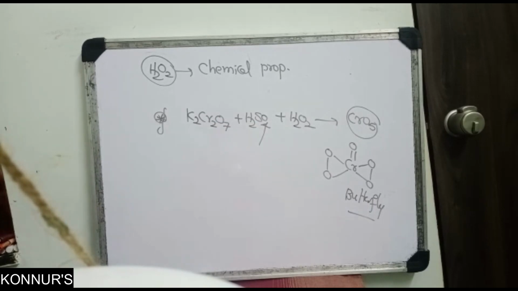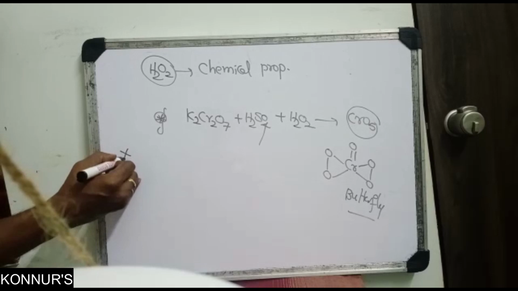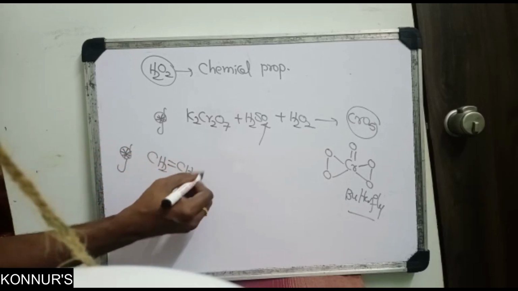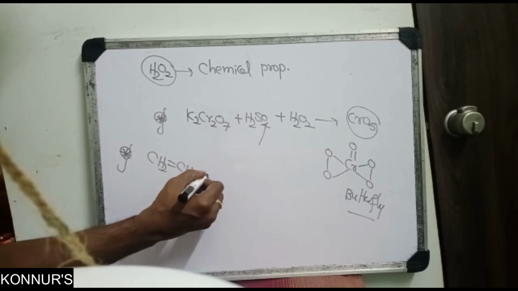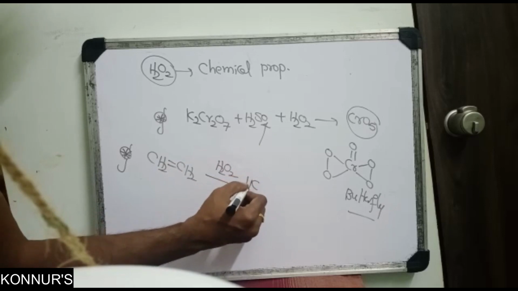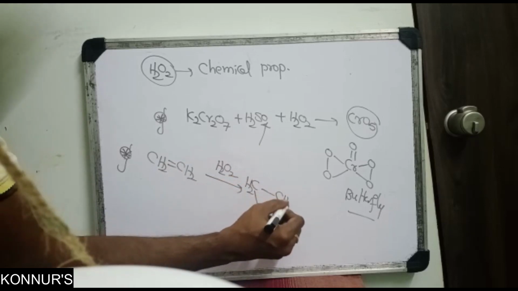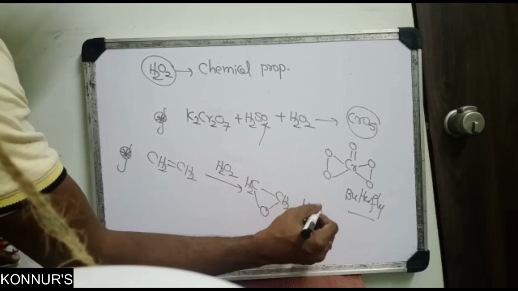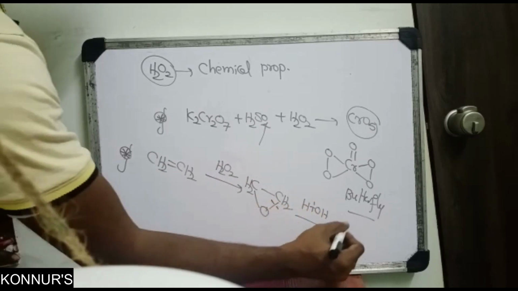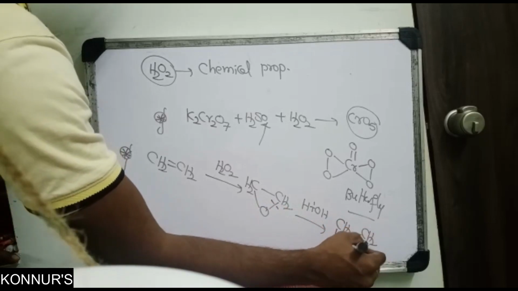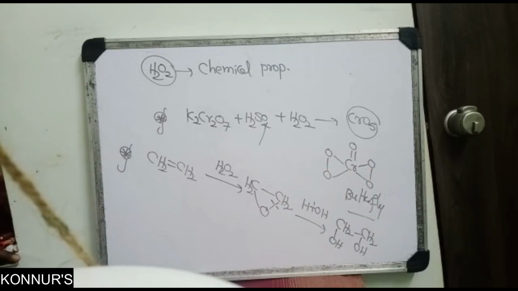Next, in organic chemistry also, one is alkene. Alkene reacts with hydrogen peroxide, so you are getting a cyclic ether. Next, that is treated with water, so you are getting glycol, ethylene glycol, is possible.